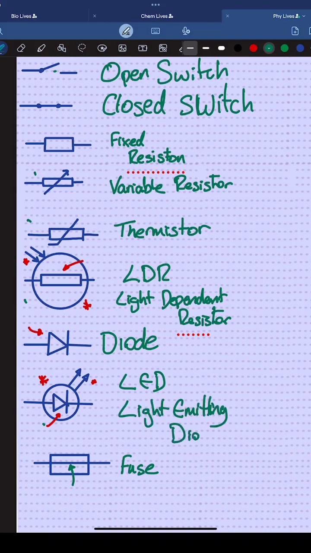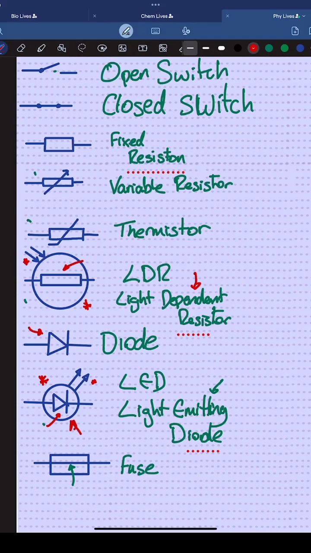So the way to remember that is the arrows. This one's emitting light, so it's giving off light. That means the arrow is going to go outwards because it's giving it off. This one is dependent on light, so it's taking in light, so the arrow is going in. And also the main thing is that in the middle of this, we've got a resistor. In the middle of the other one, we've got a diode. So that's the main way to remember that.